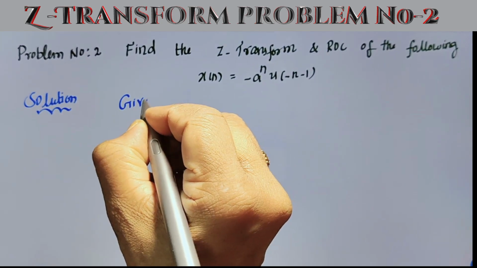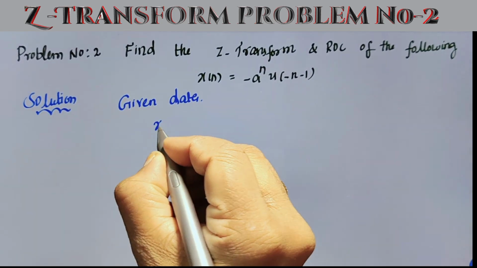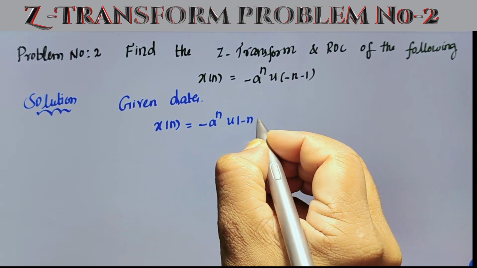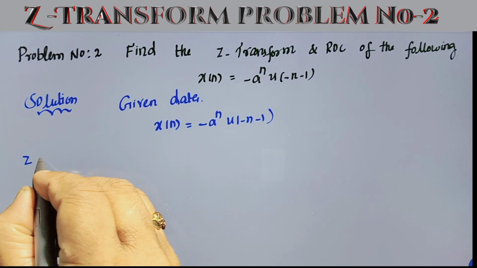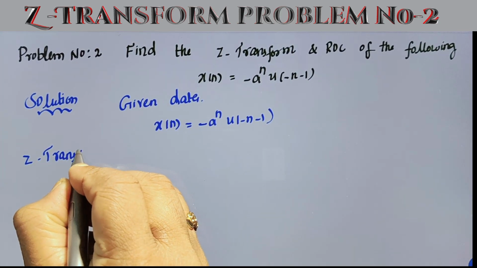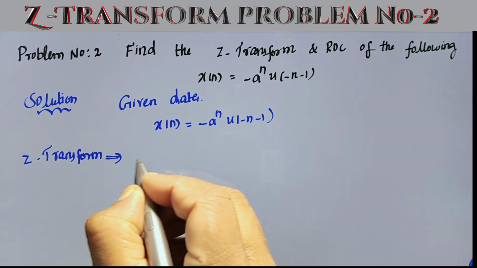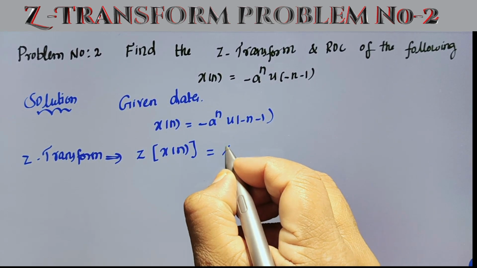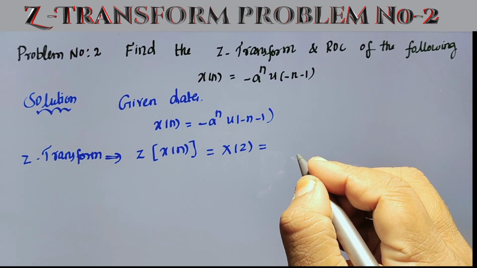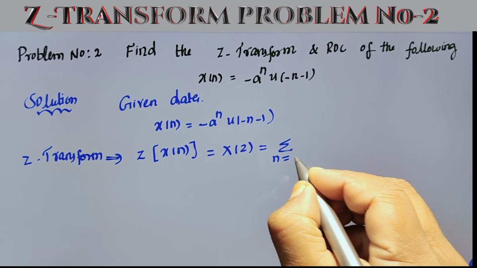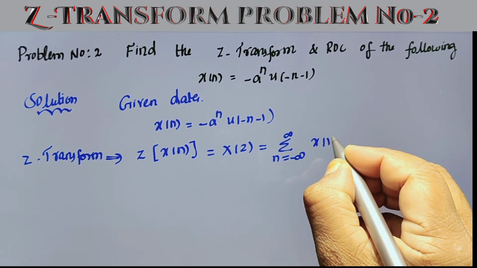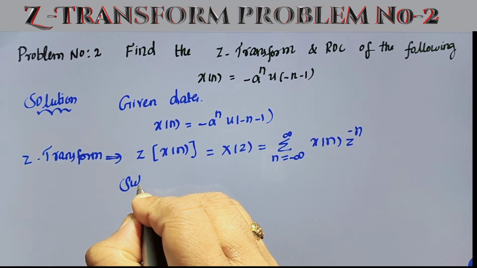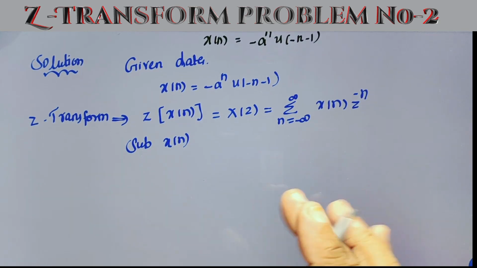Given data, x of n equal to minus a power n u of minus n minus 1. Right, the Z-transform formula: Z-transform of small x of n, that is capital X of z, equal to summation n equal to minus infinity to infinity x of n into z power minus n. Okay, next substitute x of n, that is the given data.